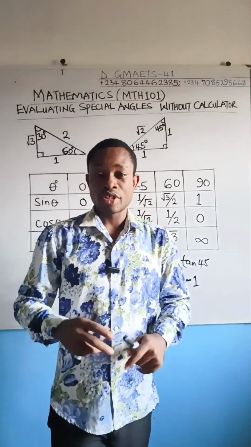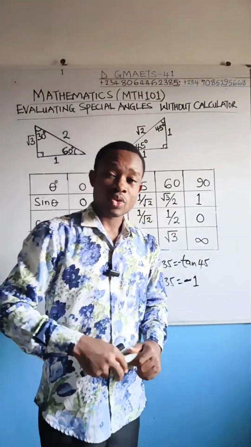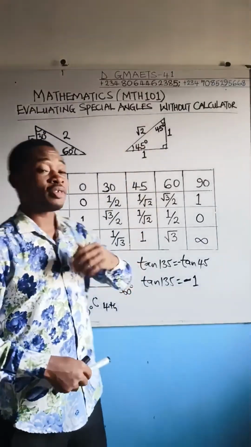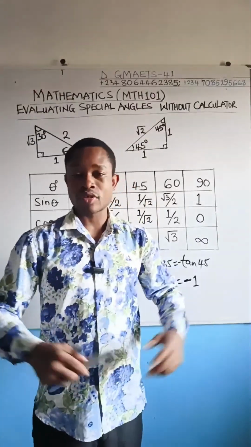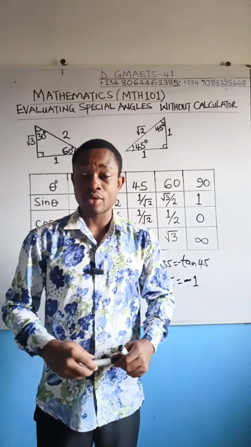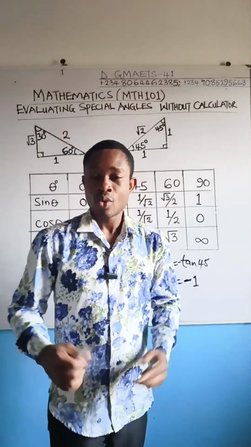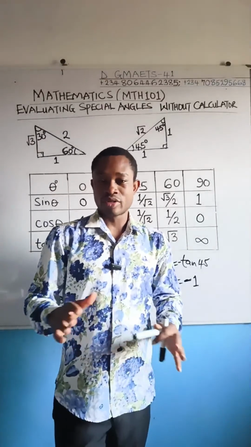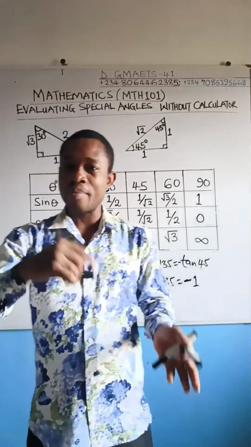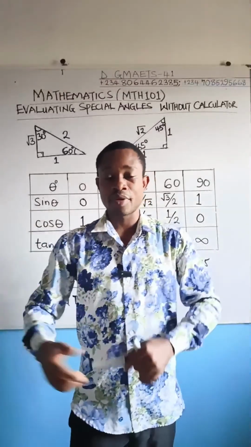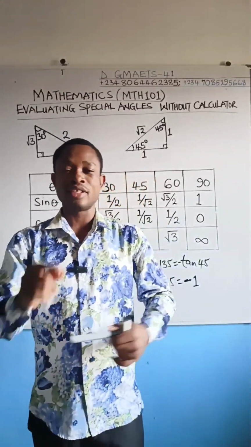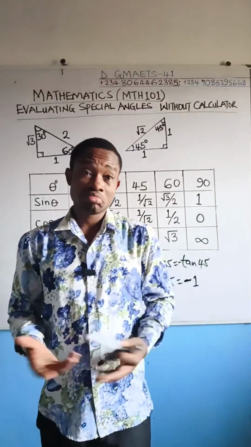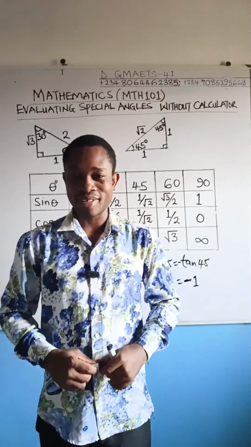This is a continuation of the class we had yesterday, when we introduced the concept of how to evaluate the sine, cos, and tan of special angles without a calculator. We have to finish up with what we started. I had to host this class now so that much later, by 8:30, 9 p.m., I would apply the knowledge of what we have learned here to solve one or two questions, as the case might be.